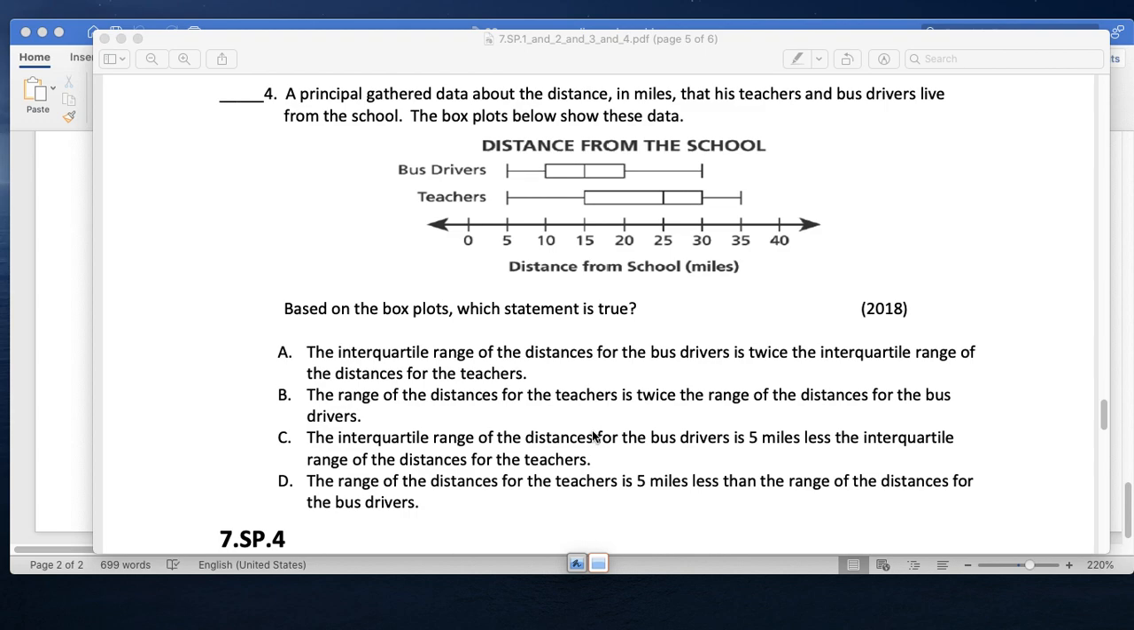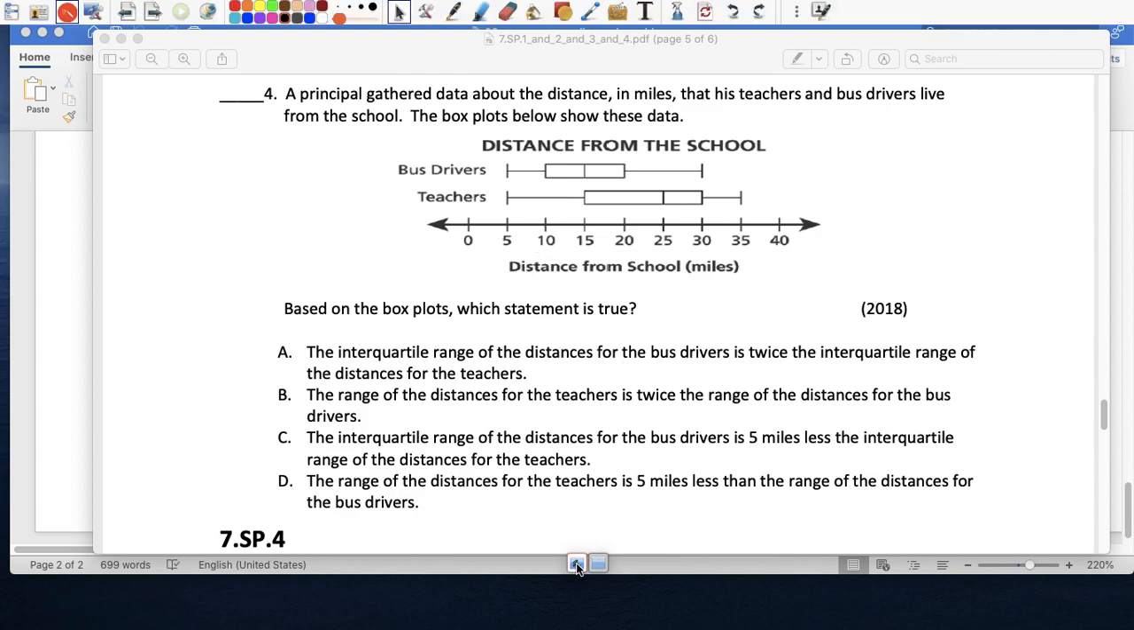All right, again, I think you saw this on a test, or we've done it on the review sheet. Bus drivers and teachers and how far they live from school. The interquartile range for the bus driver is twice the interquartile range of the distance for the teacher. So is this box twice the size of this box? The bus driver? No, it's not. So A is gone.